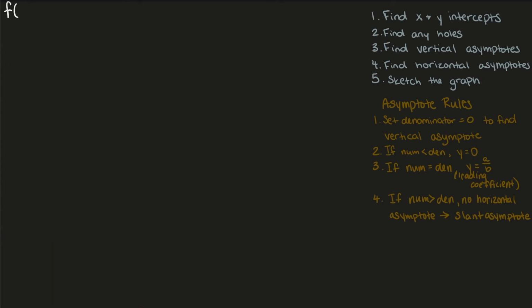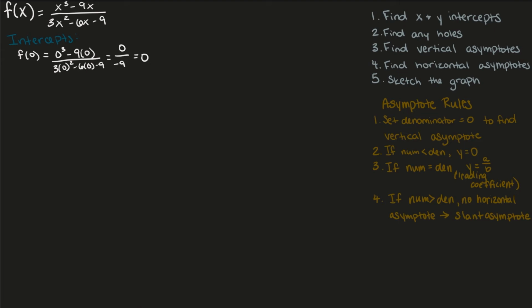Next we have f of x equals x to the third minus 9x over 3x squared minus 6x minus 9. So first we want to identify our intercepts. For our y-intercept, we'll plug in 0. So f of 0 is equal to 0 to the third minus 9 times 0, all over 3 times 0 squared minus 6 times 0 minus 9, which is going to be 0 over negative 9, or just 0, meaning we have a y-intercept at the origin, or (0, 0).